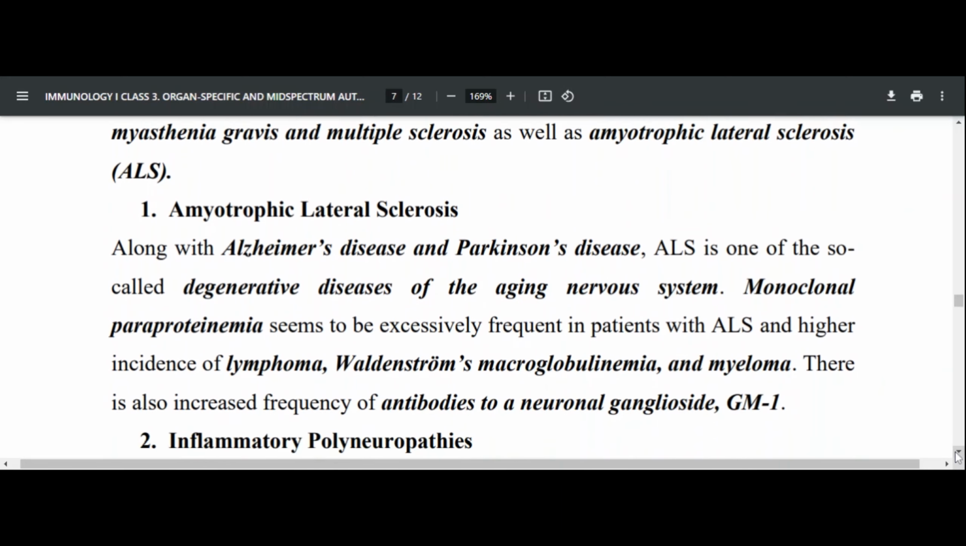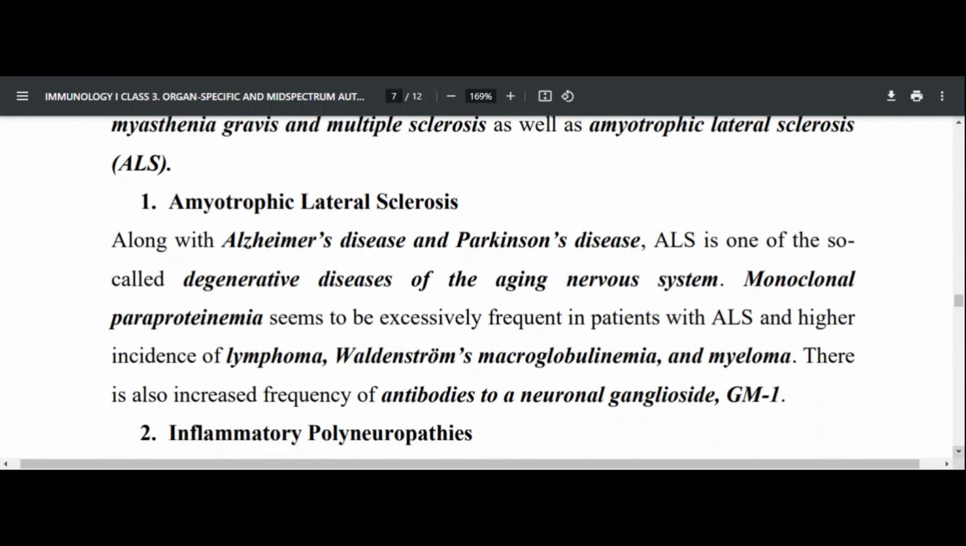This is another condition which affects the central nervous system, along with Alzheimer's disease and Parkinson's disease. Alzheimer's disease is also a disorder of the central nervous system, and Parkinson's disease as well. Amyotrophic lateral sclerosis is one of the so-called degenerative diseases of the aging nervous system, which of course include Alzheimer's disease and Parkinson's disease.